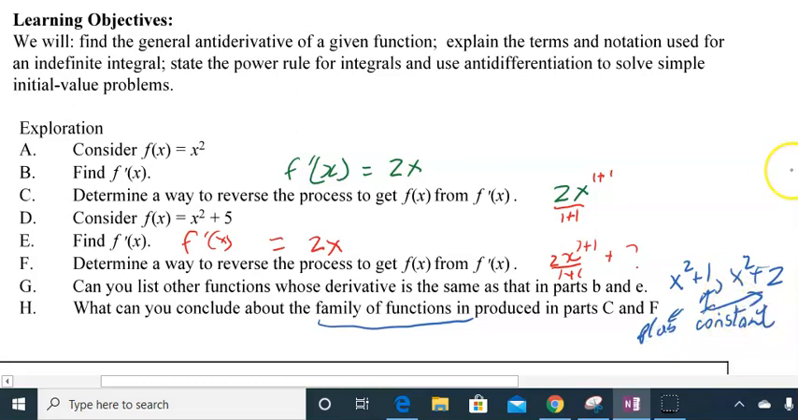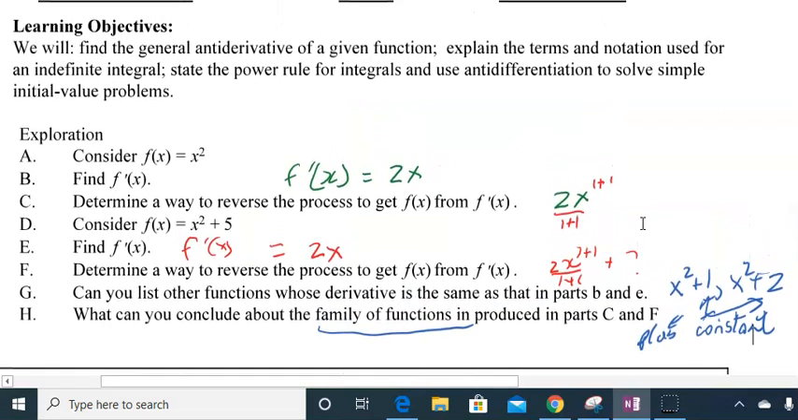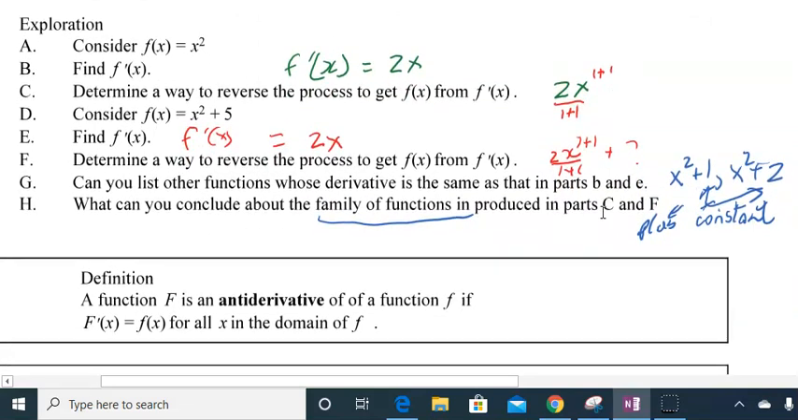All right, so that's the description: anything like x squared plus some constant. And this is very interesting because we're going to call this constant something special later on. And so let's look at some definitions.